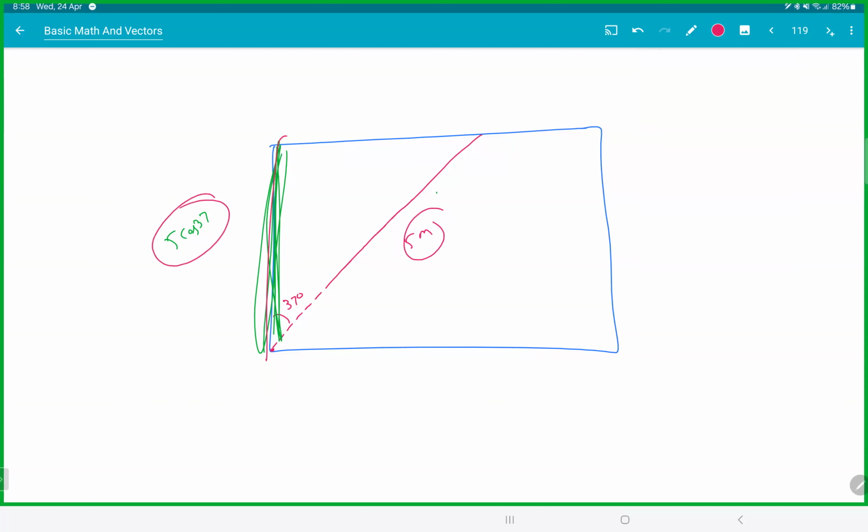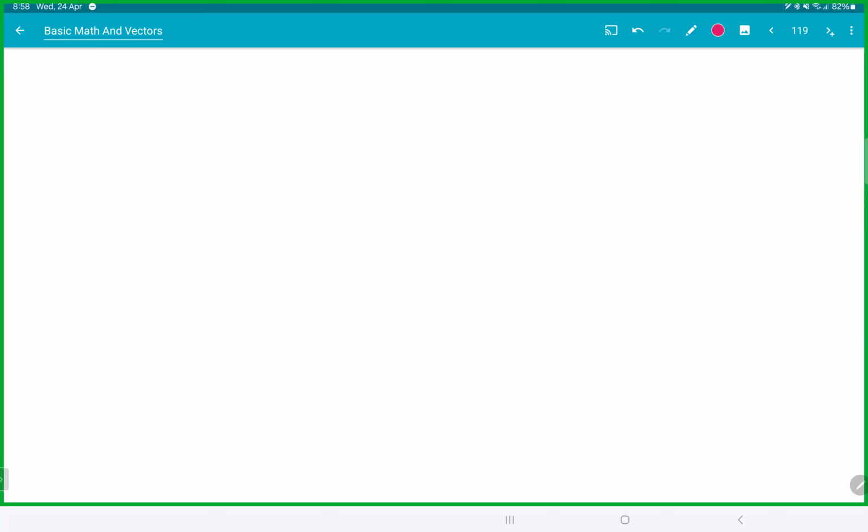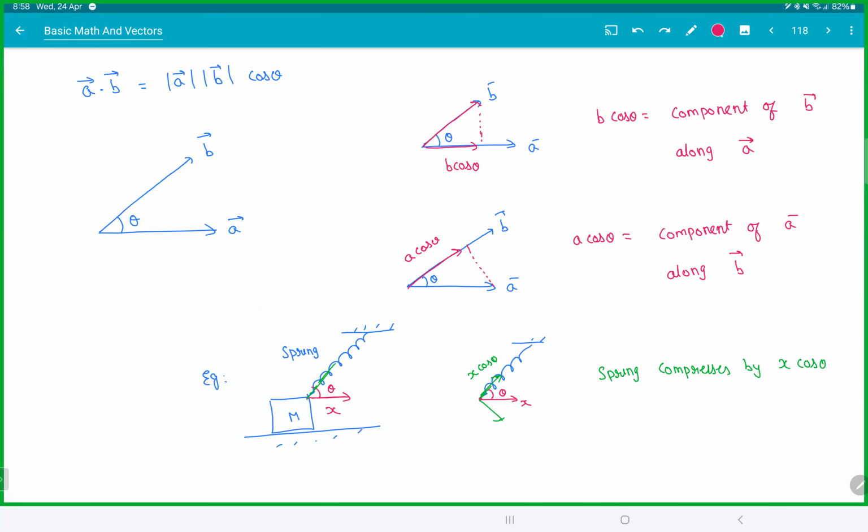So it tells you the effect of one vector in the direction of another vector. Like this example, even though the block is moving distance x, the spring does not compress by x. So when the block moves by x, the spring compresses by x cos theta. Is the idea getting across? What is the component? So this is how we are going to use components.